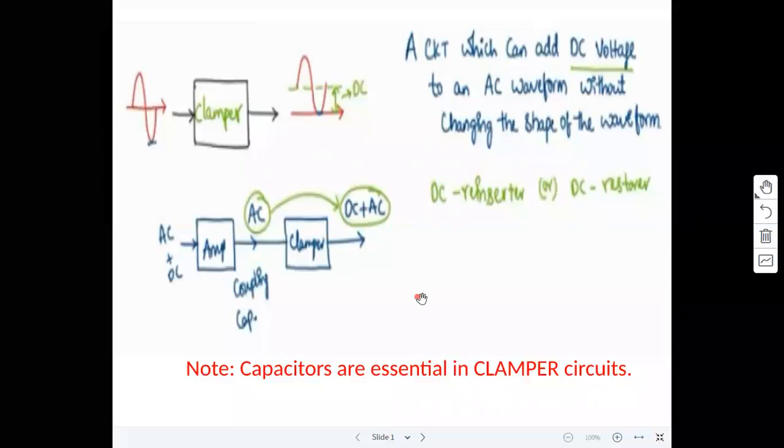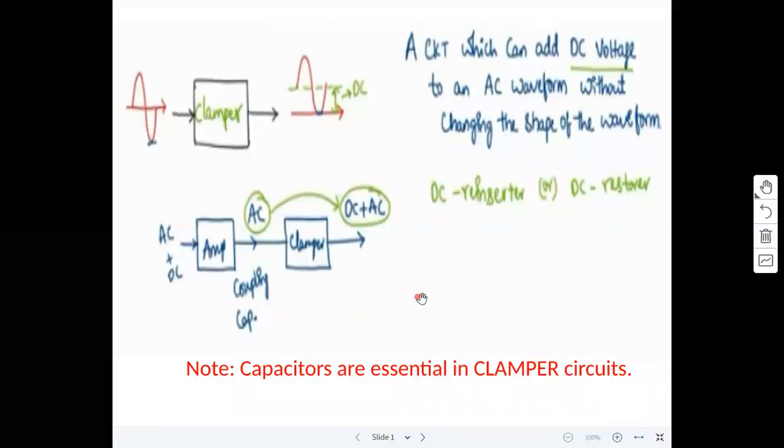Good morning, all. Today we are going to discuss another important concept in the second unit, that is clamper circuits. In the last class we discussed clipper circuits. Now in today's class we discuss clamper circuits. Observe here, a clamper is an electronic circuit.